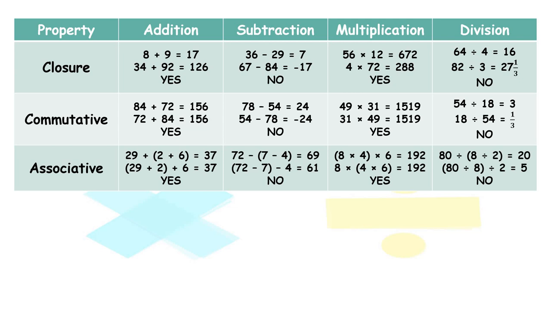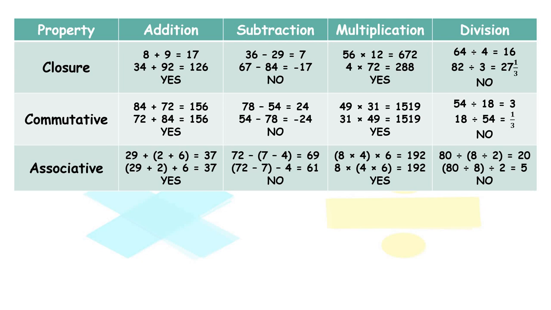Now let's come to the next property, that is associative property. Associative property says that whole numbers can be grouped in any order. Associative comes from the word associate, and to associate means to group, right? So see, I have taken three numbers here, 29, 2 and 6, and when we add 2 and 6 first and then add 29 to the sum, we get 37, and when we add 29 and 2 first and then add 6 to the sum, then also we get 37.